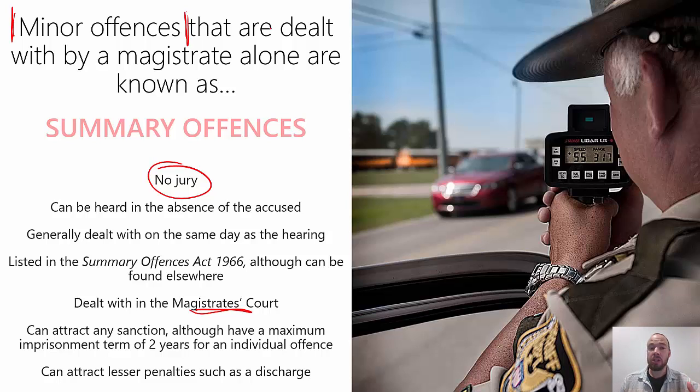So, summary offences are those more minor offences or less serious. Sometimes we shouldn't say minor, considering any criminal offence is serious. But summary offences are those less serious offences. So, they're dealt with in a different way to indictable offences. So, as I said, magistrate alone in the magistrate's court, there'll be no jury. So, we don't use jury for these.